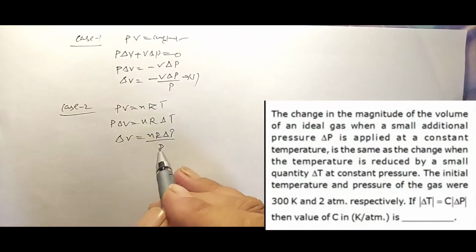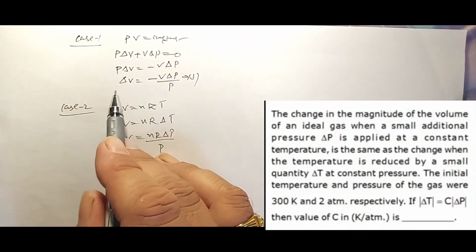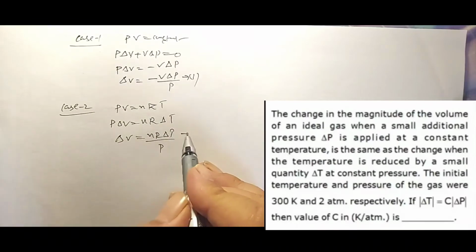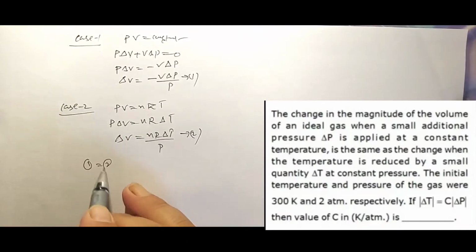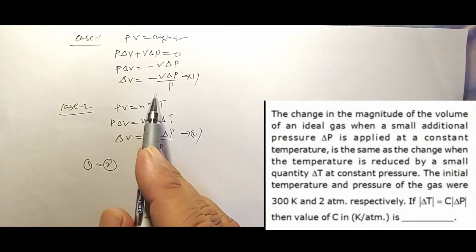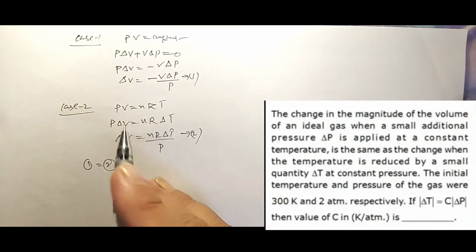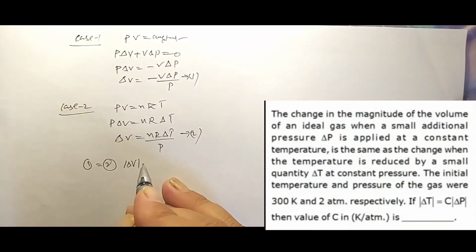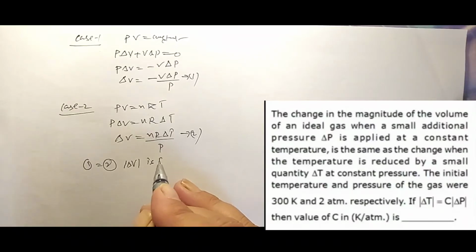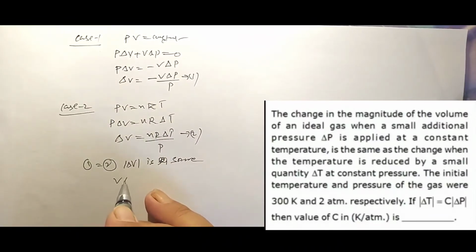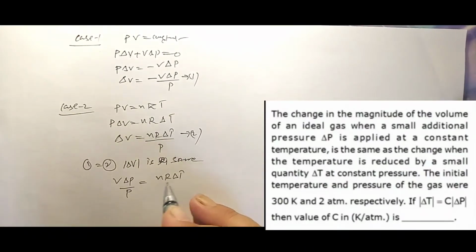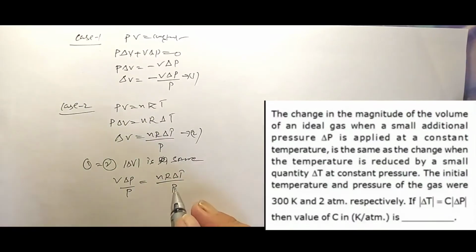The magnitude of change in volume in both cases is equal. We take only magnitude, so equation 1 is equal to equation 2. Please neglect the negative sign, as we take only magnitude. Mod delta V is the same. So V into delta P by P is equal to nR delta T by P. Here P and P cancel.